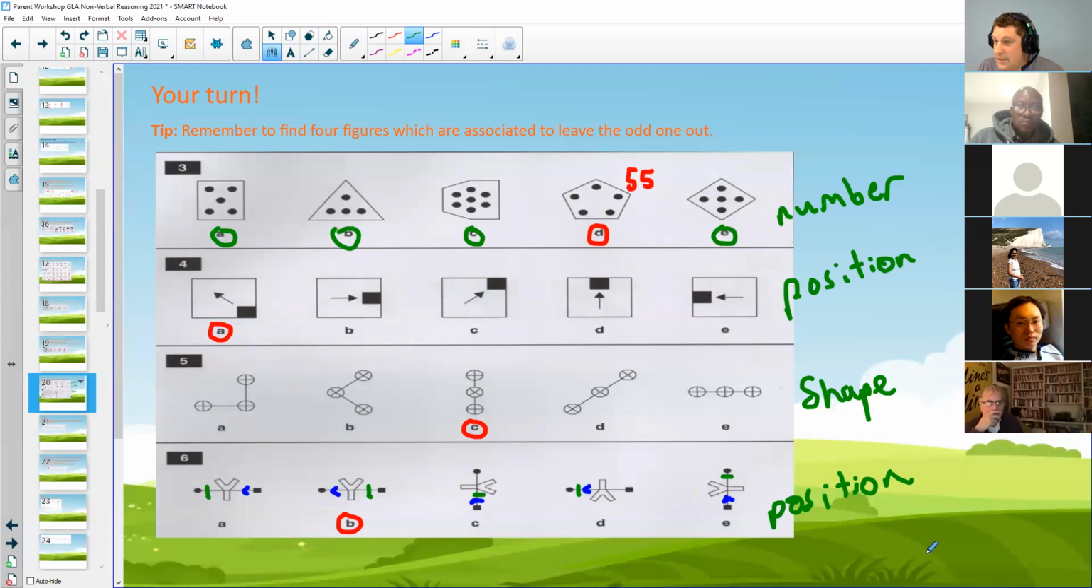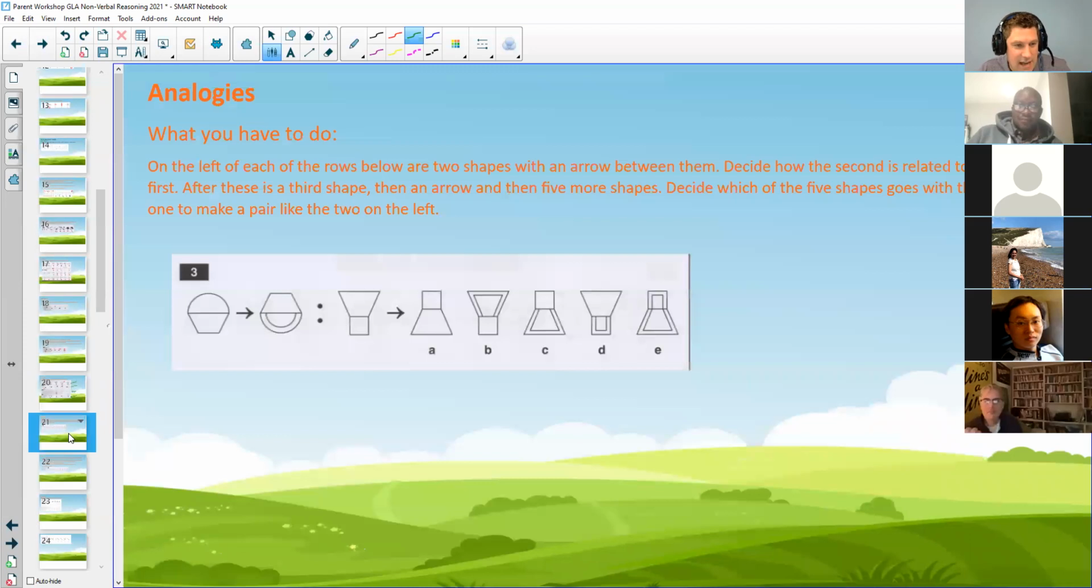And then the child wouldn't necessarily know which was the right answer, so they can do it again. So that could be another way of approaching it. Okay, let's move on to another question type, which we're going to talk about, which is analogies.